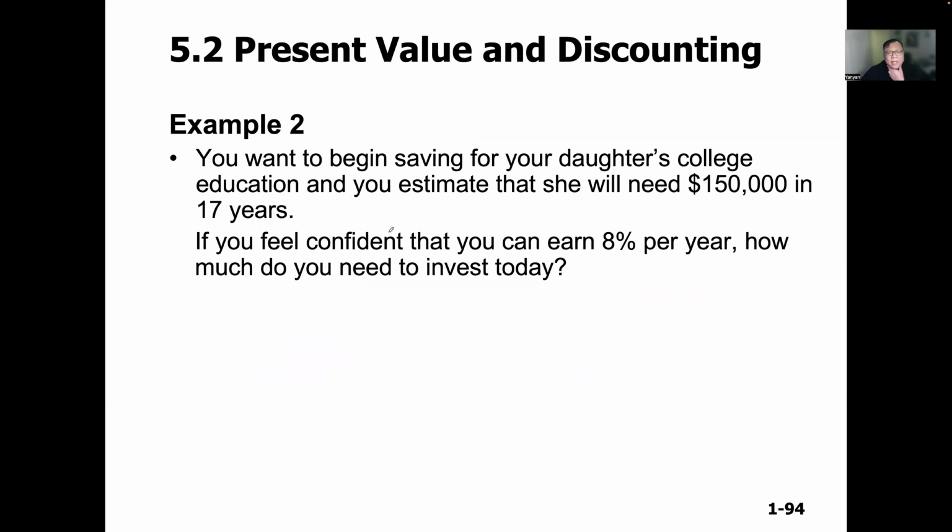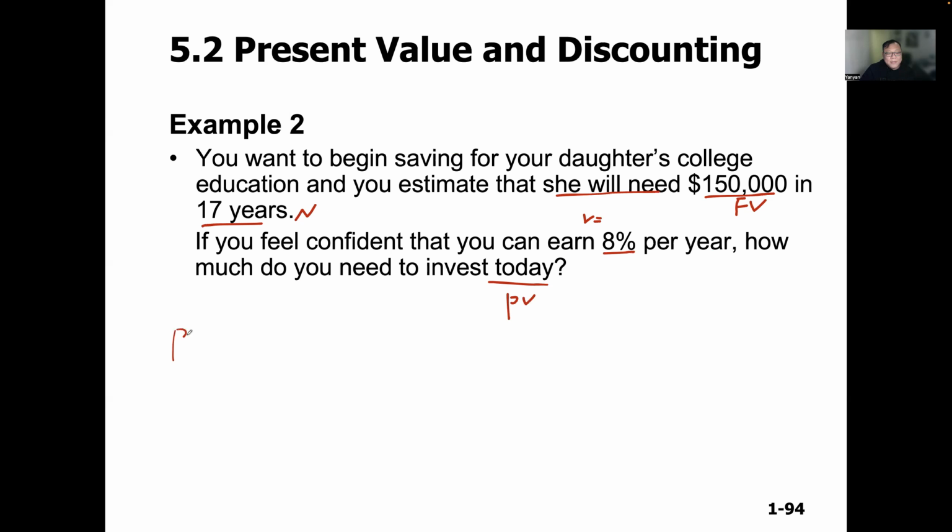Example 2, you begin saving for your daughter's college education. You estimate she will need $150,000 in 17 years. So this $150,000 is the money the daughter will need in the future, the later money. So this is your future value, $150,000. In 17 years, that's your N. And you are confident you can earn 8%, that's your R. And how much do you need to invest today? That's the present value.